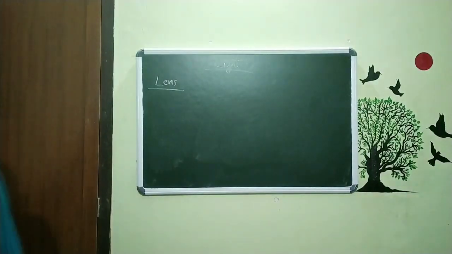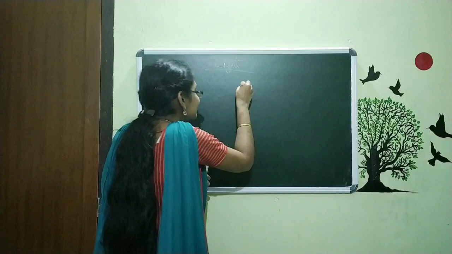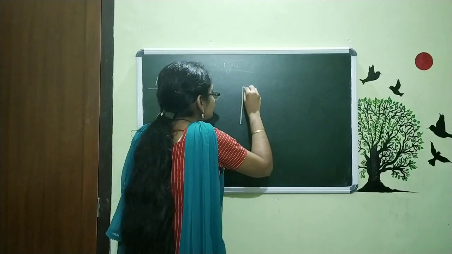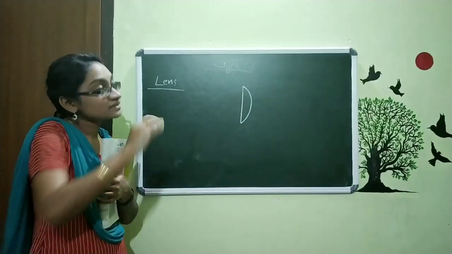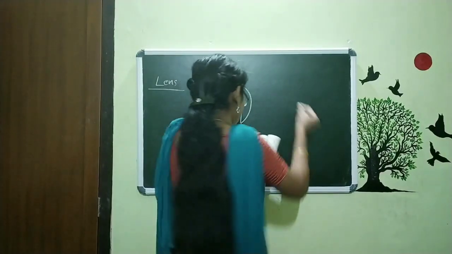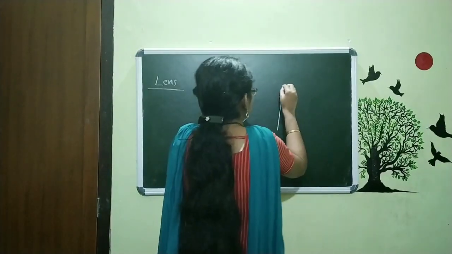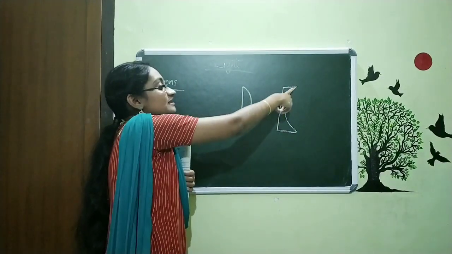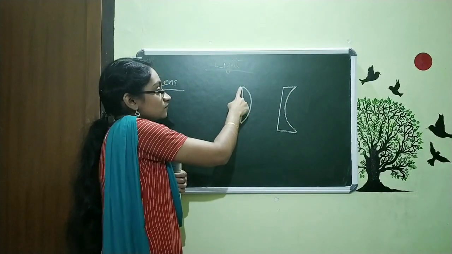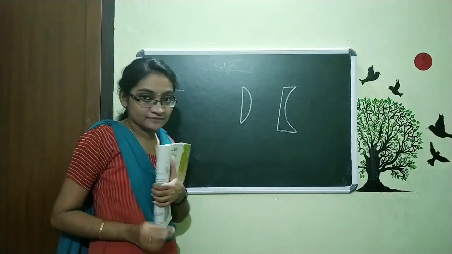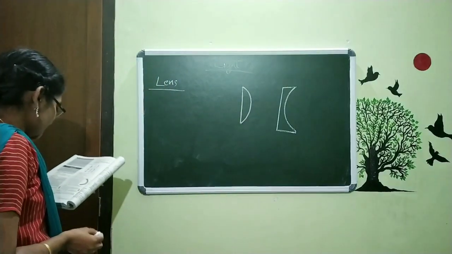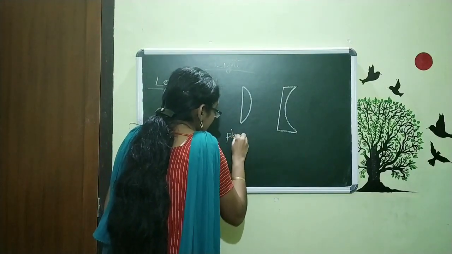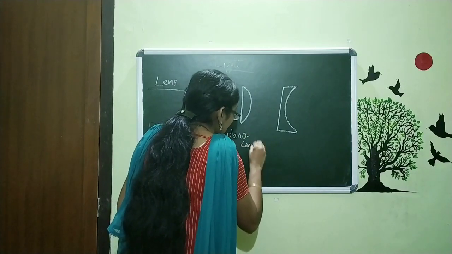The other type of lens is this. One side is plain and the other side is curved. The other one is this. Here also one side is plain and the other end is concave. Here one side is convex and one side is plain. And now the question is, what's the name of this? The name is plano-convex lens.